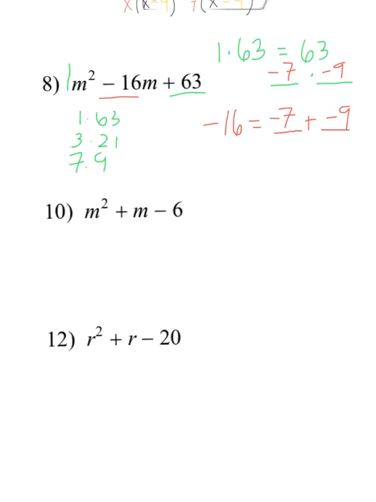So we have m squared, or 1m squared, minus 7m minus 9m plus 63. All right, again, we're going to take the first two terms and factor out what they have in common, which is an m. M squared divided by m is m. Negative 7m divided by m is negative 7.